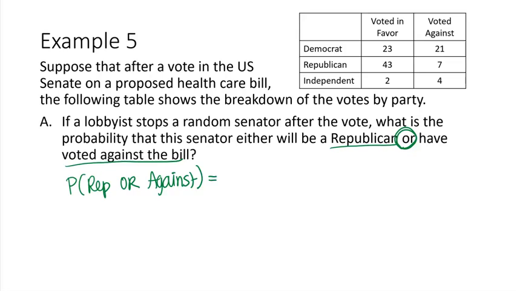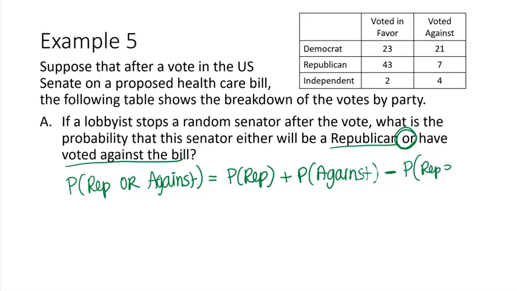I get to split this up into just looking at my Republicans as its own separate event, or tells me to add that to the probability of being against as its own separate event. But I always have to subtract the overlap. This is where I'm looking for Republican and being against in the same person. So for my Republicans, the probability of being Republican, there were 50 of those.